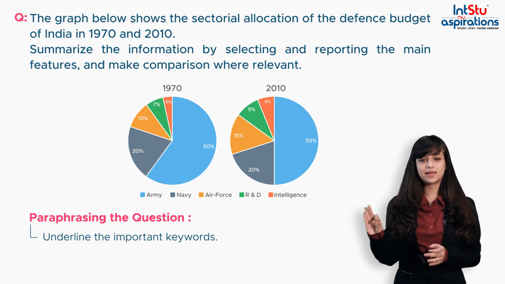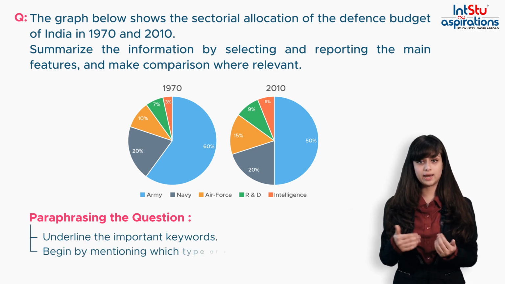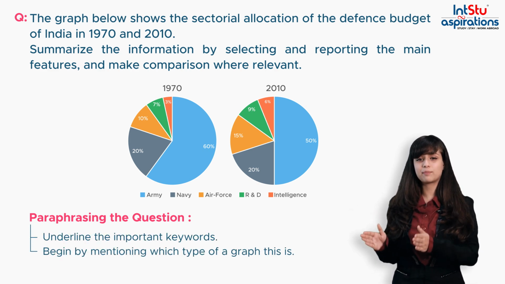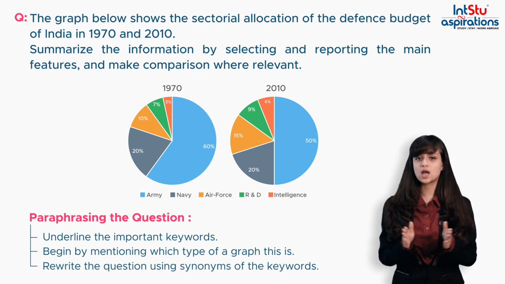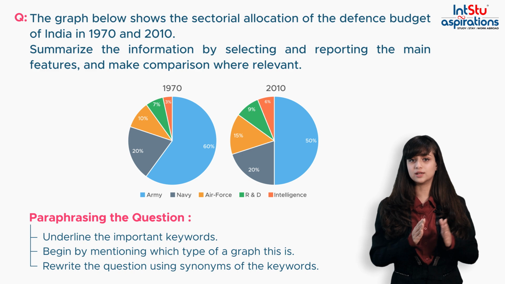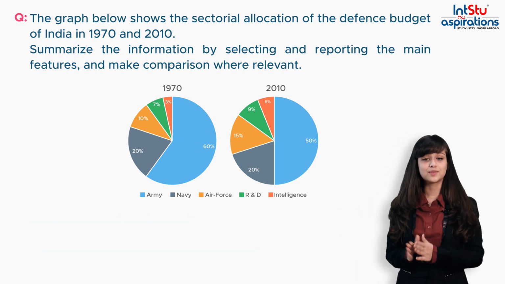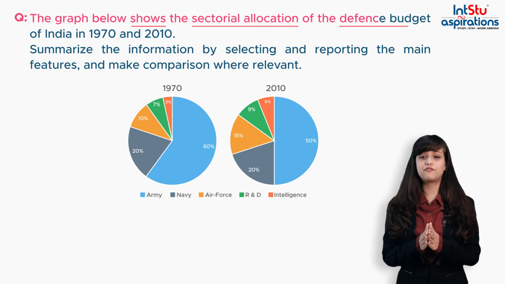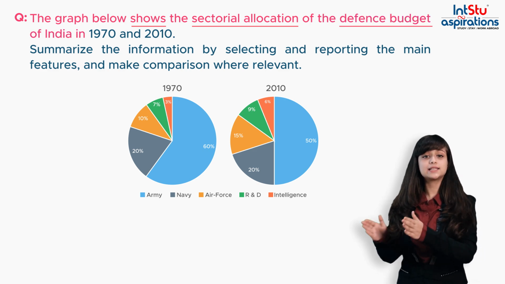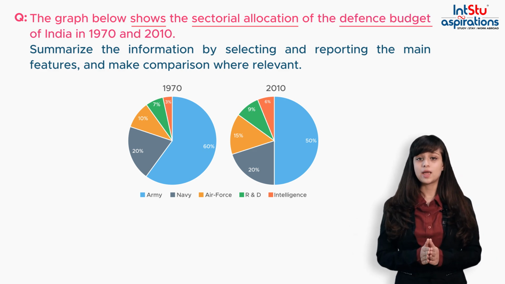First, underline the important keywords, then begin by mentioning which type of graph this is, and rewrite the question using the synonym of the keywords. This is the question. The graphs below show the sectorial allocation of the defense budget of India in 1970 and 2010. I have underlined the keywords for you.